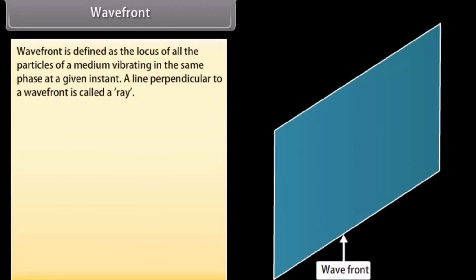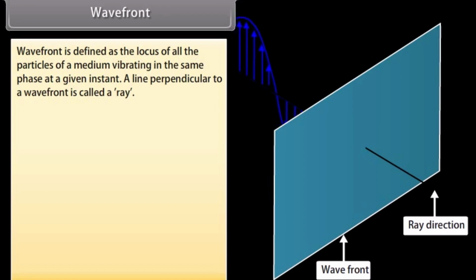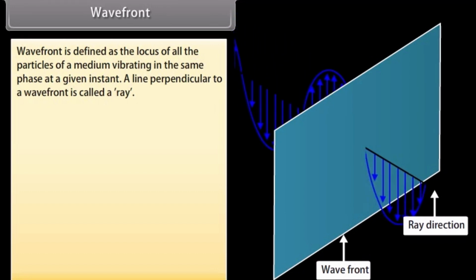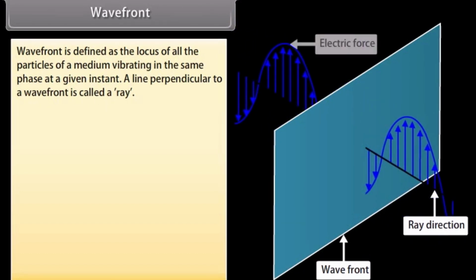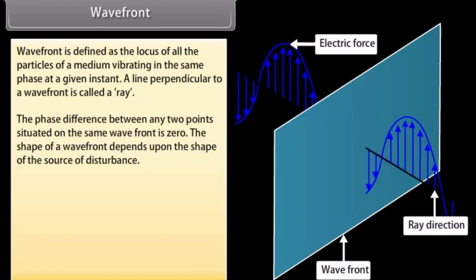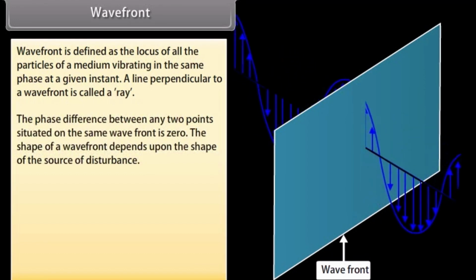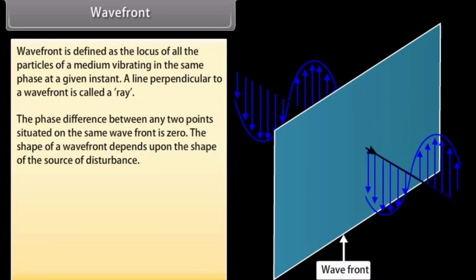Wave front. Wave front is defined as the locus of all the particles of a medium vibrating in the same phase at a given instant. A line perpendicular to a wave front is called a ray. The phase difference between any 2 points situated on the same wave front is zero.